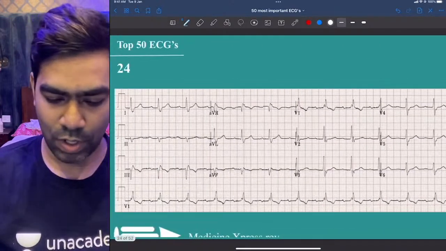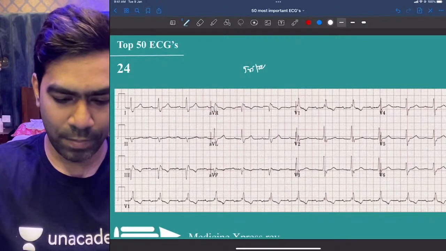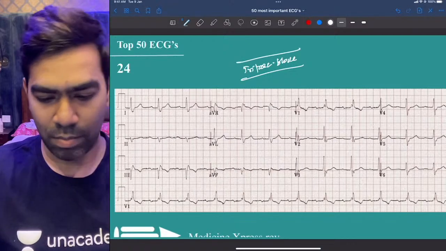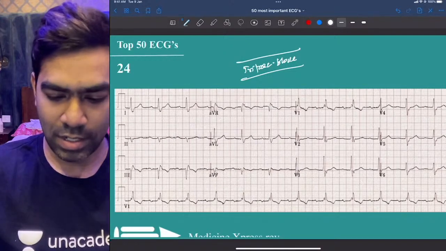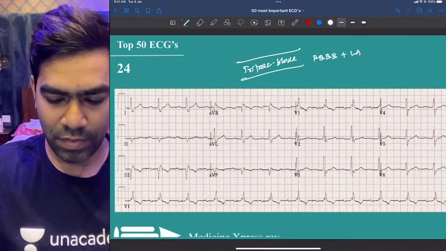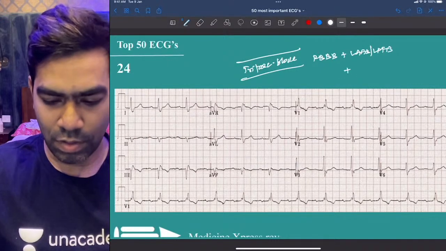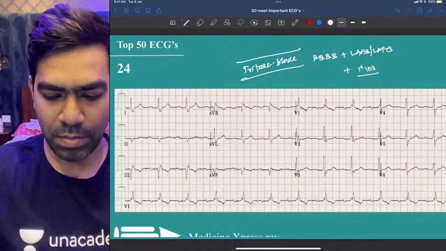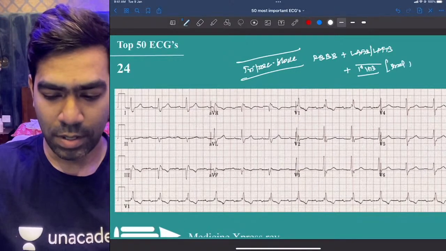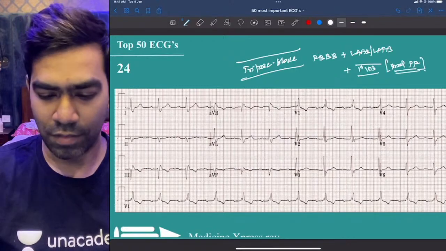And coming to the next one, 24th EKG, this is a patient who's having a trifascicular block. Trifascicular block in the sense you're going to have a right bundle branch block plus a left anterior fascicular block or a left posterior fascicular block, plus you will be having a first degree heart block. So what do you mean by first degree heart block or first degree AV block? You're going to have a prolonged PR interval. So this is what we call first degree heart block.